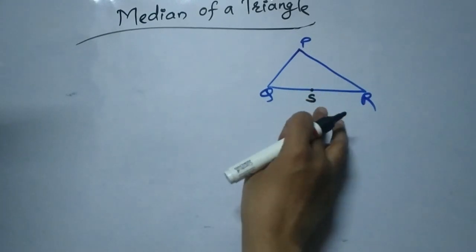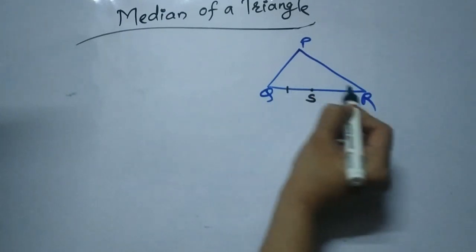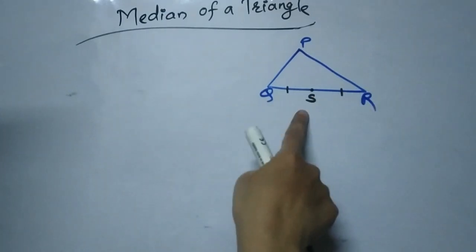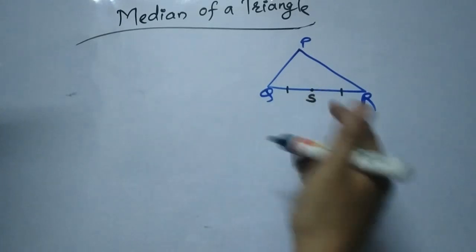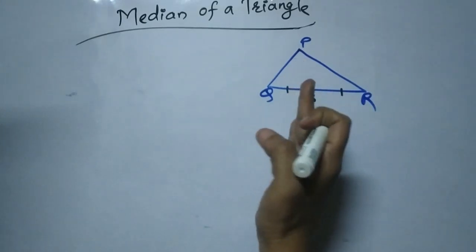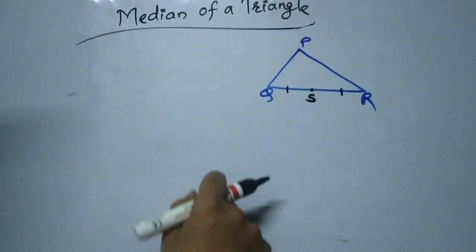Midpoint means such a point which divides the side into exactly two parts. Means QS is equal to SR. This QS is equal to RS, you can say. Because of the midpoint, the line segment is going to divide into exactly two parts. This is one part and this is another part. So friends, now what is a median?